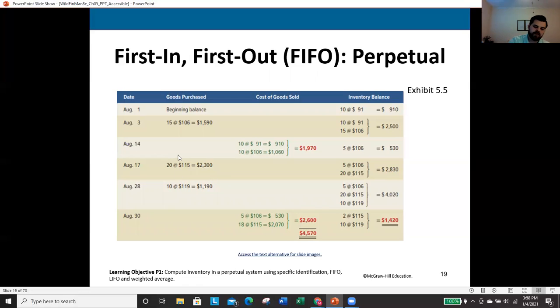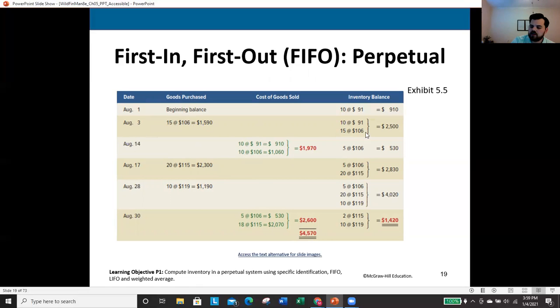So first in, first out, we've got our beginning balance in August. The first 10 units at $91 gives us a total inventory balance of $910. Now, on August the 3rd, we purchased 15 units. So this is the number of units. This is the price per unit at $106 per unit, and gives us an extra $1,590.